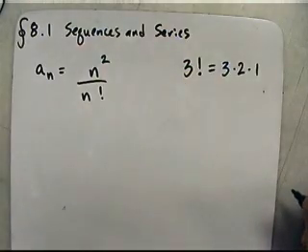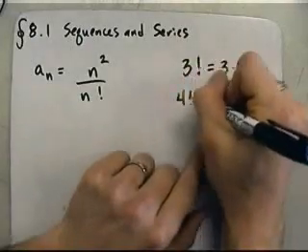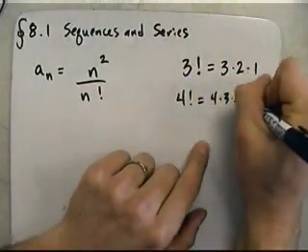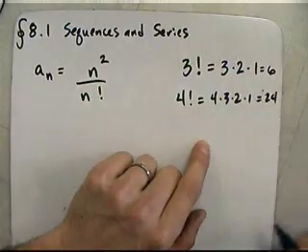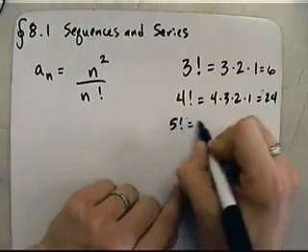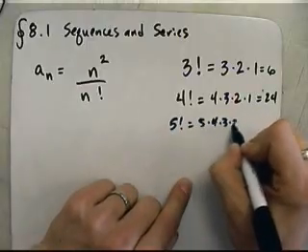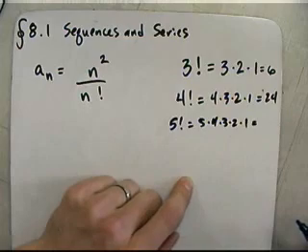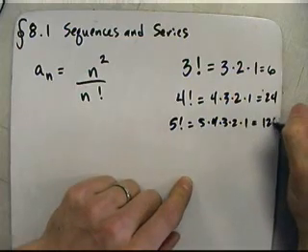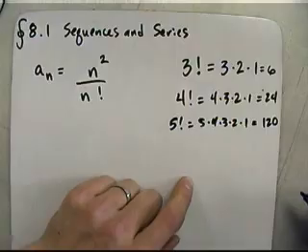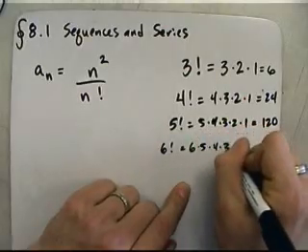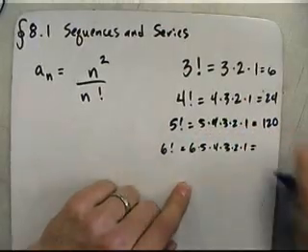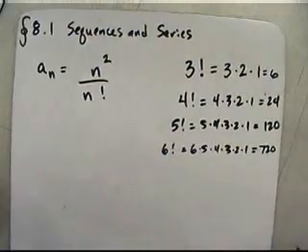So if we had 4 factorial, it's 4 times 3. So 4 factorial equals 4 times 3 times 2 times 1. Now if you multiply that together, this guy is 6, this guy is 24. 5 factorial would equal 5 times 4 times 3 times 2 times 1. So it would be 120. Is that right? Yeah, 5 times 24. Sounds pretty good to me. 6 factorial would equal 6 times 5 times 4 times 3 times 2 times 1, which is 720. Cool. So there's a pattern here.